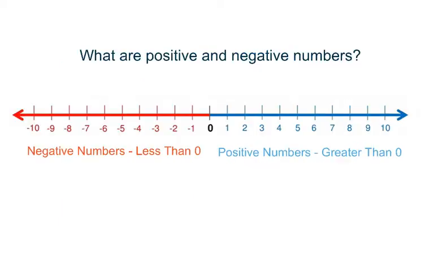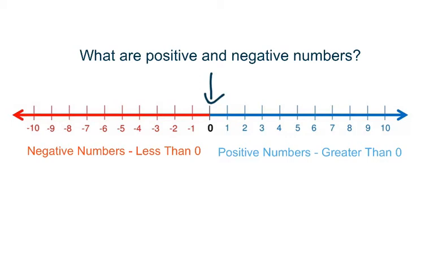First we are going to answer the question, what are positive and negative numbers? On your notes, you should see a number line just like this one. Let's find the number 0. 0 is in the middle of the number line. It is the origin, our reference point.